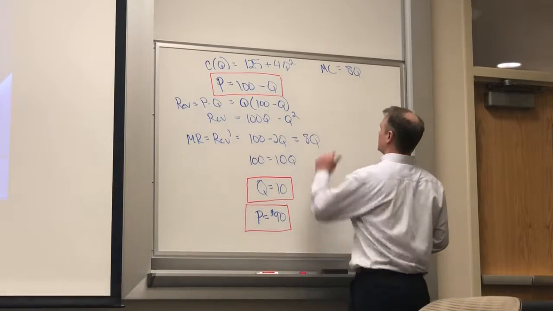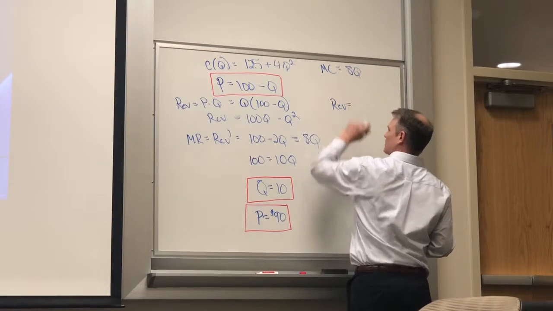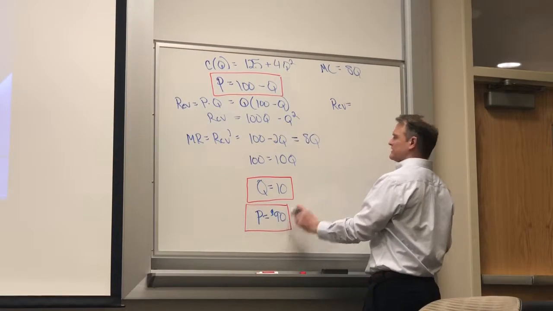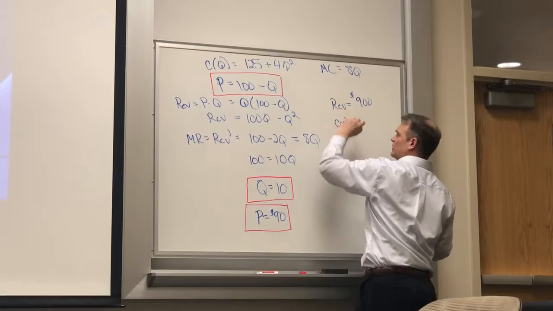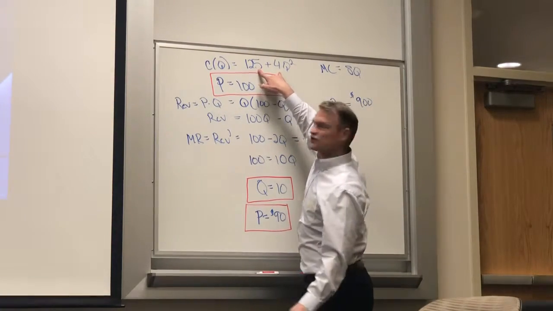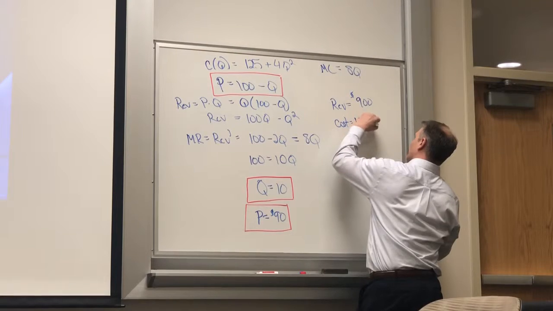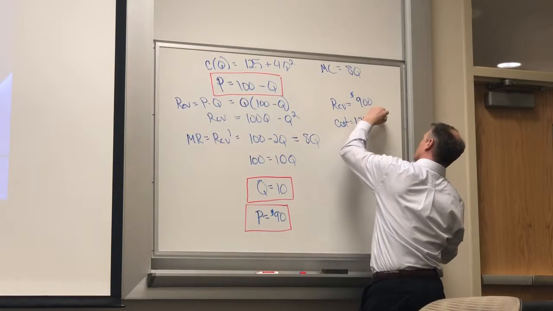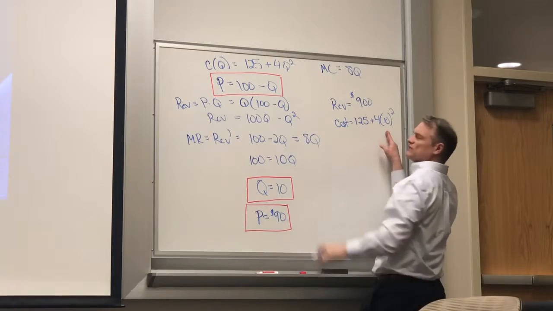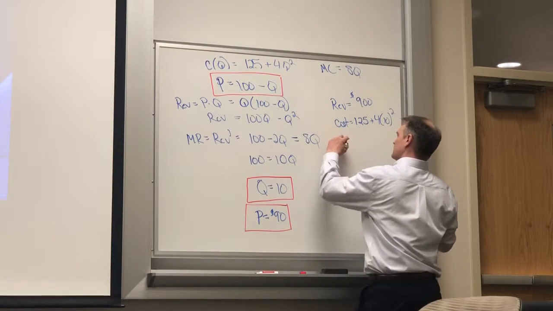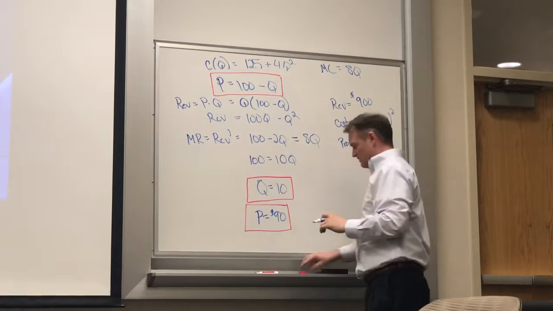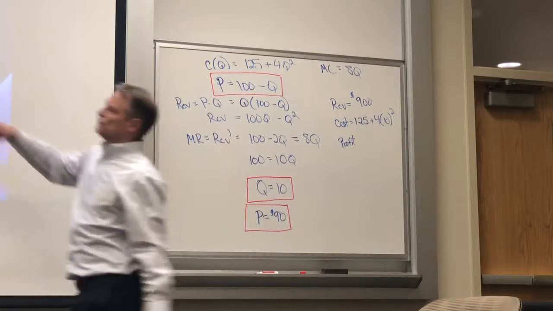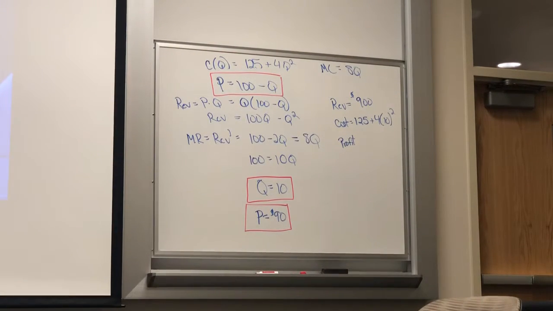So then revenue is going to be, I'm selling 10 units at $90. So I've got revenue of 900, and cost is going to equal, I'm just plugging it into this cost function. So it's 125 plus 4Q squared. So 125 plus 400. And so profit is going to equal 900 minus 525, which is this 375 that we get right here. Okay?